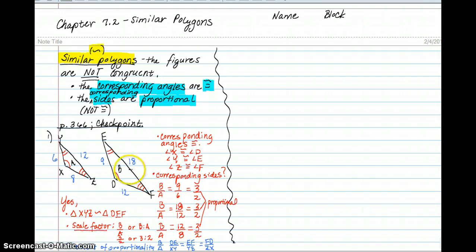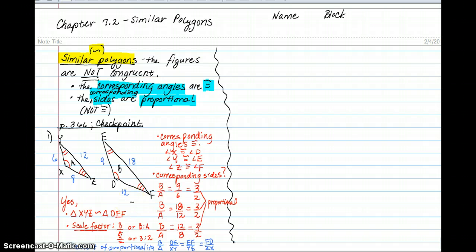Now we look at figure B again, because we're going B to A as our scale factor. So FD or DF is 12. ZX or XZ is 8. 12 over 8 simplifies to 3 over 2. All 3 of those corresponding sides are proportional. Their scale factor is 3 over 2. And so we can say that yes, triangle XYZ is similar to triangle DEF.